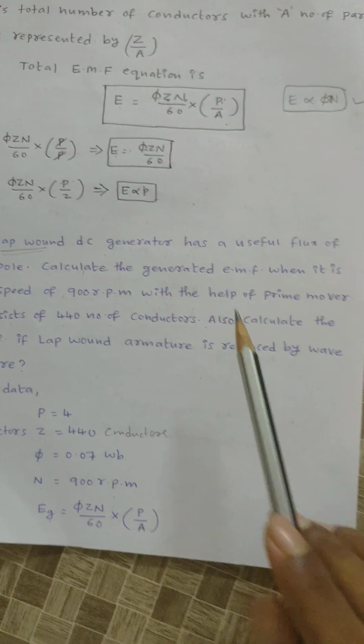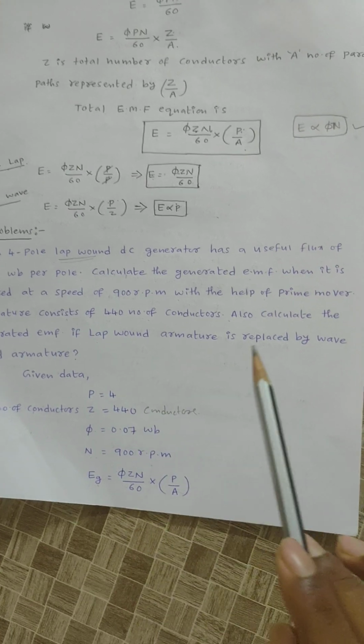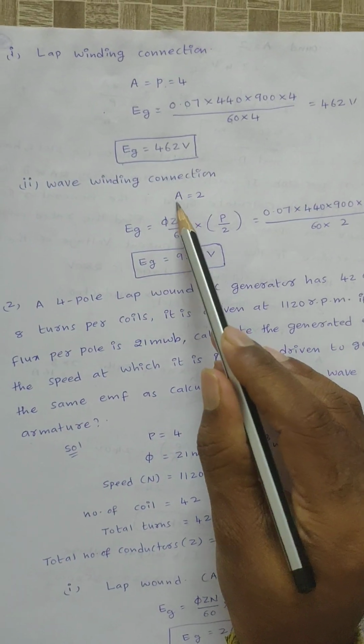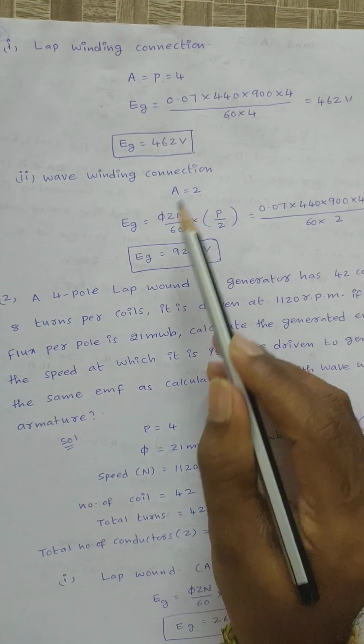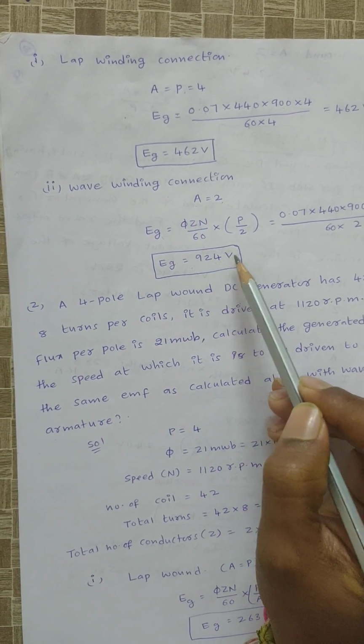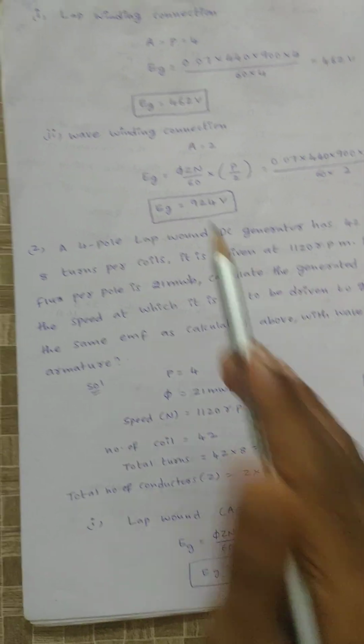Next, see here, it is also asking to calculate the generated EMF if the lap winding armature is replaced by wave winding. Lap winding is replaced by wave winding, right? Then A is equal to 2, right? In case of wave winding, if we solve this problem, we will get EG value as 924 volts. Okay, that is about the first problem.